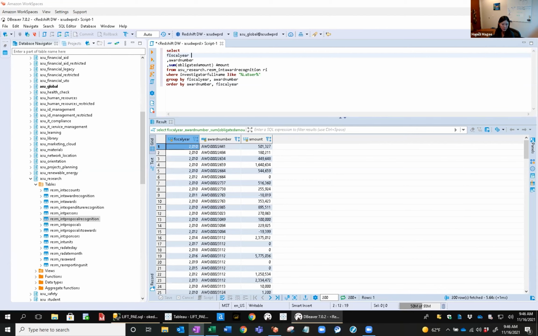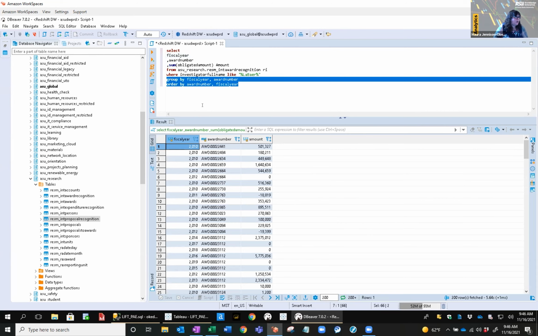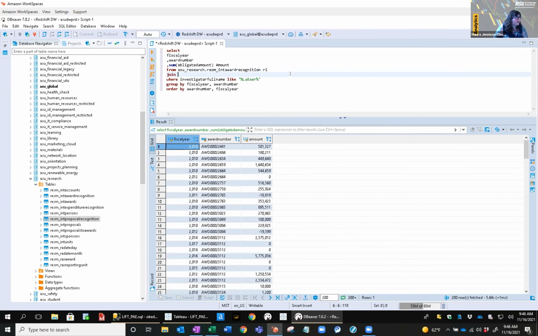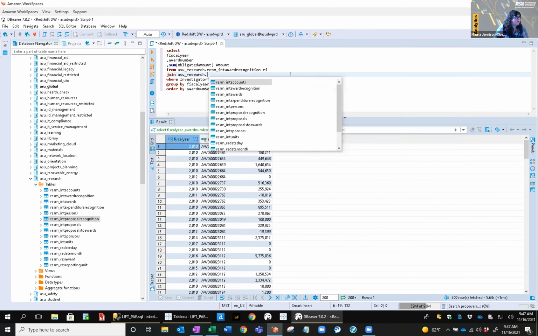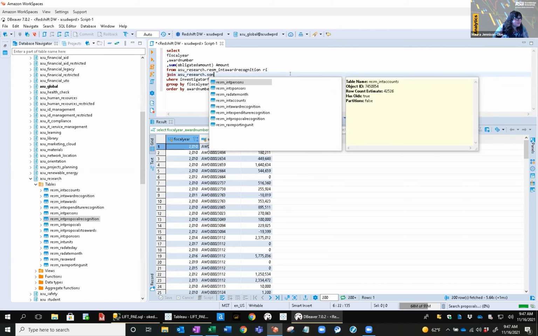Any questions? We don't have any right now. Okay, and then I'm also going to show you, if we have time, do we have time to do a quick join to the sponsors table? Yeah, okay. Let's do it. All right, so I'm going to keep my LeBaer query right here. Join ASU Research, and it's going to be the sponsors.